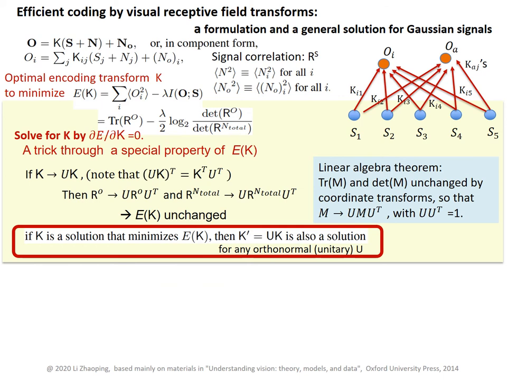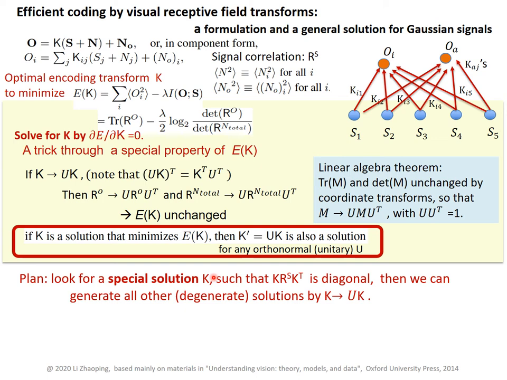So the plan is, let's first find a special solution K. That special solution can minimize EK, but it's so special that it will keep the correlation matrix of the signal, RS, diagonal. Once we have this special solution, we can find all other solutions through such relative transformations. This is a special solution, and that's easier to find than any other solution. Now, why is it easy to find?